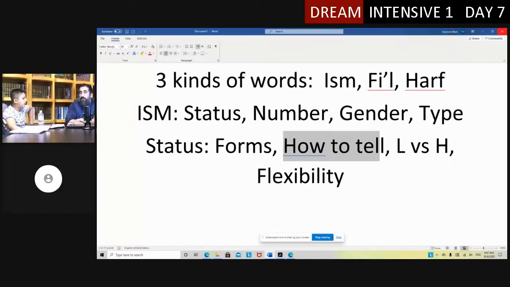Huwa huma hum, hiya huma hunna, anta antuma antum, anti antuma antunna, ana nahnu. Those are the independent, and they are always what status? Rafa. Good. So how are they ever nasab or jar? If you attach it to something, you have to use the attached version. Huwa becomes hu. Huma is huma or hima.